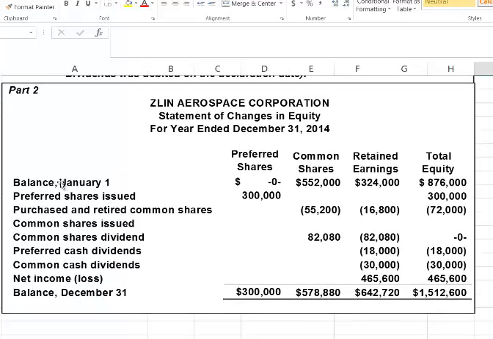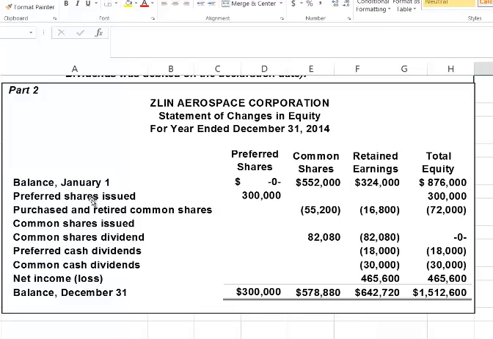We're going to start with all of our opening balances for all of these accounts. These opening balances came from the question. We didn't have anything to start 2014, i.e. the end of 2013, for preferred shares. The question told us we had $552,000 in common and $324,000 in retained earnings. So we have total equity to start 2014 of $876,000.